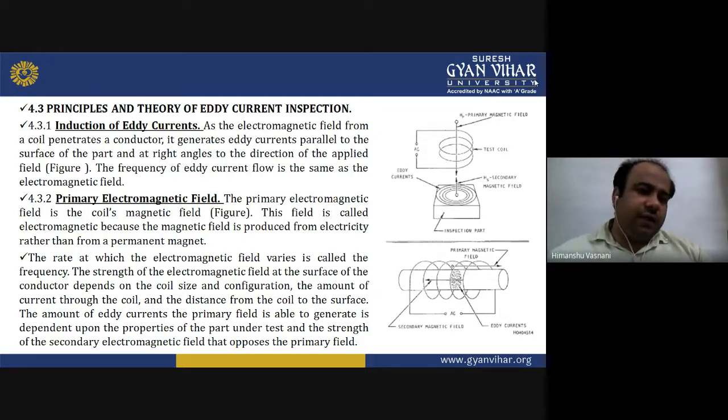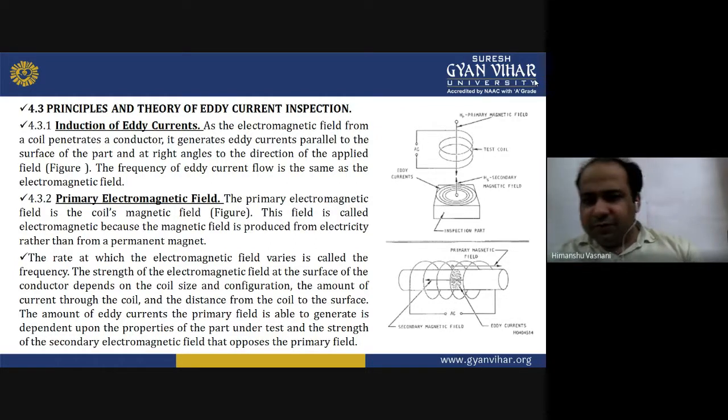Now, on induction of eddy currents, they say that as the electromagnetic field from a coil penetrates a conductor, it generates eddy currents parallel to the surface of the part and at right angles to the direction of the applied field. You can see in this figure that the frequency of eddy current flow is the same as the electromagnetic field. In the upper diagram, there is a primary magnetic field shown, a test coil from which AC is given, and then the eddy currents. There is also a secondary magnetic field working on that.